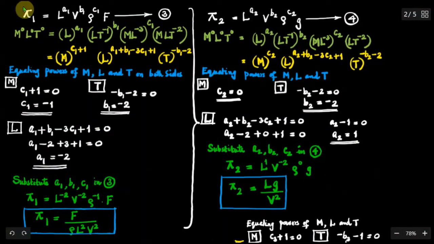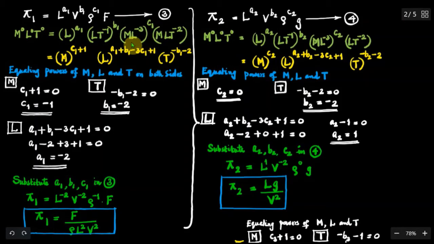Now we will consider the first pi term. Pi 1 is equal to L raised to A1, V raised to B1, rho raised to C1 into F. Now we will insert the dimensions of each of the variables involved in the pi term here. So what is the dimension of the pi term? We already know that it is dimensionless. So we can write M raised to 0, L raised to 0, T raised to 0. That is equal to, now insert the dimensions of L, V, rho and F here in the first pi term. So L raised to A1, velocity LT raised to minus 1, that whole raised to B1.